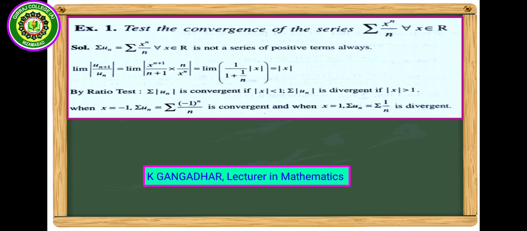So by ratio test, mod x less than 1, series convergent. Mod x greater than 1, series divergent. So when x equal to minus 1, then sigma u_n equal to sigma (-1)^n by n is convergent. When x equal to 1, series divergent.